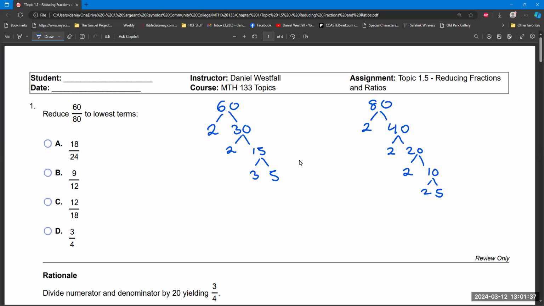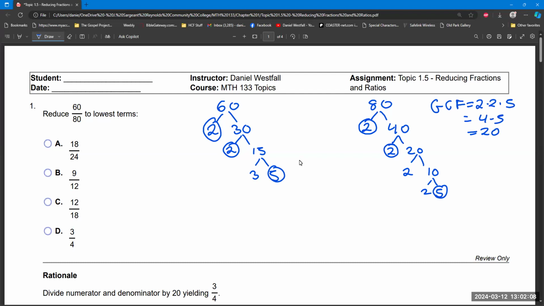So I'm going to circle numbers that are in common here. This 2 and that 2 are common. This 2 and that 2 are common. Then I don't have any more 2's that are in common. I don't have any 3's over here that would be in common. And this 5 is in common. So my GCF is 2 times 2 times 5, or 4 times 5, which is 20. That's how they figured out that the GCF was 20.